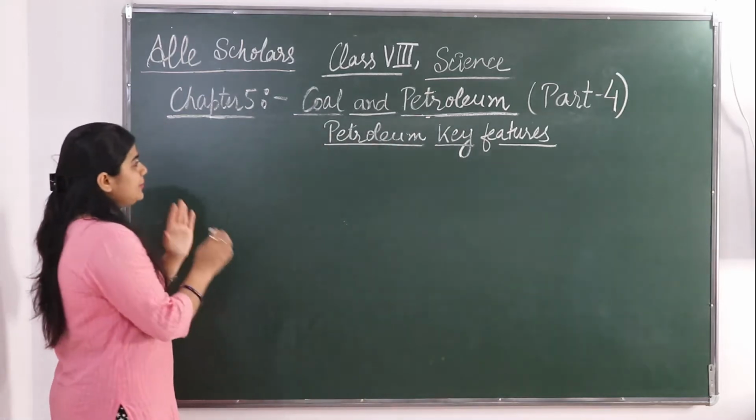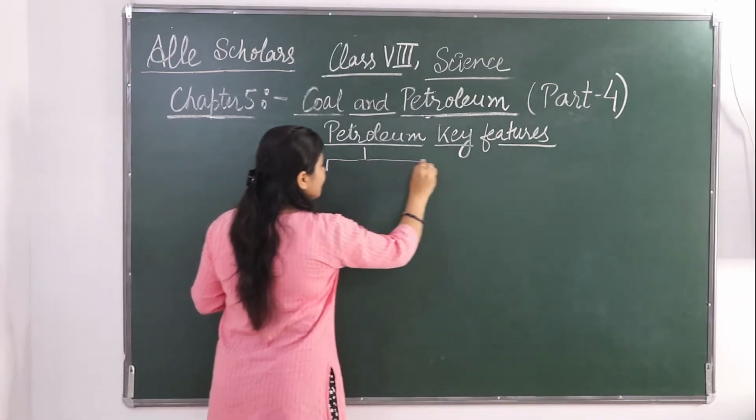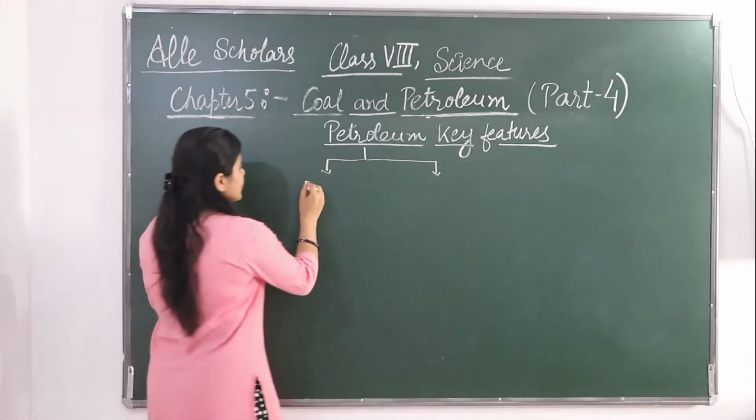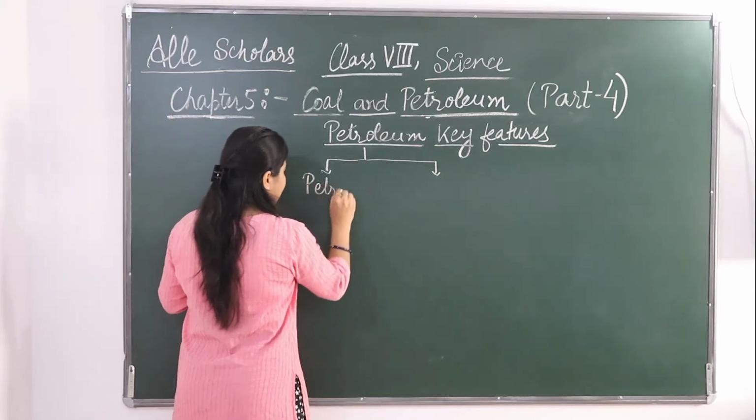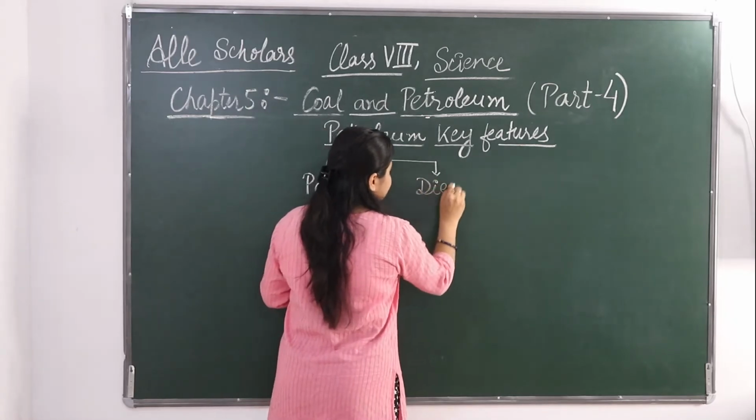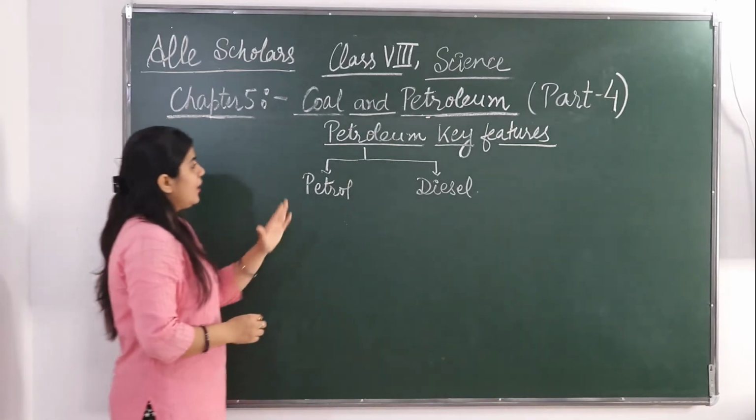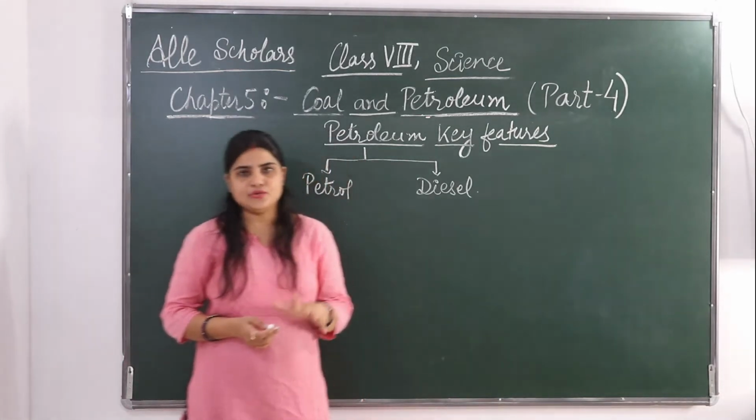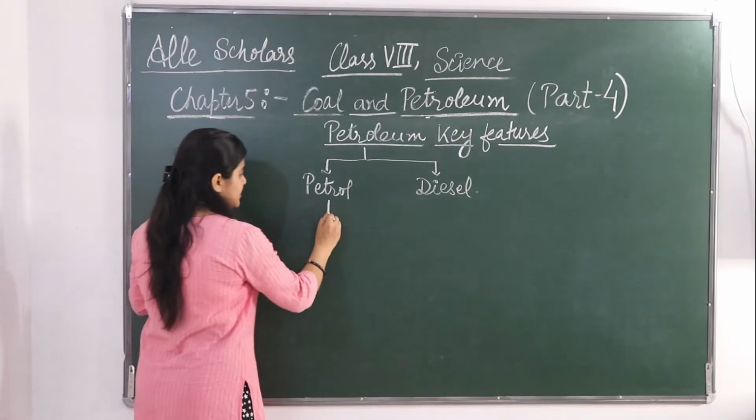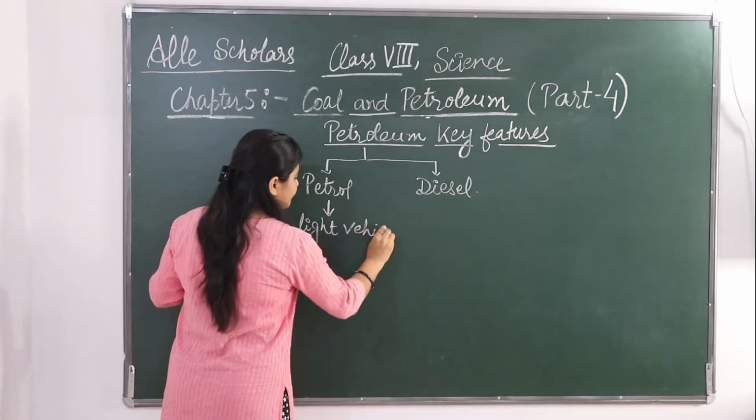So petroleum is a natural resource from which two types of oil are obtained. One is petrol, and the other one is diesel. So petrol and diesel both are obtained from a natural resource called petroleum. Petrol is used for light vehicles. We run light vehicles using petrol.